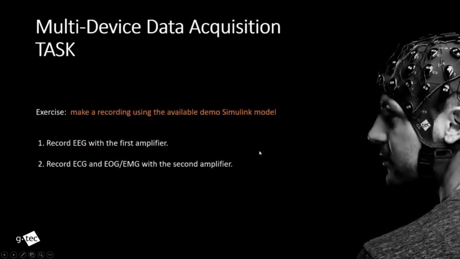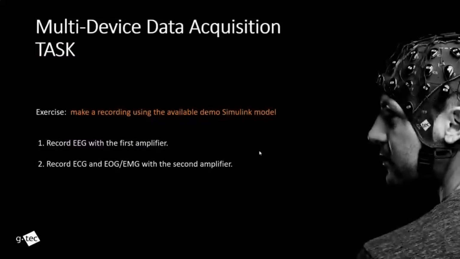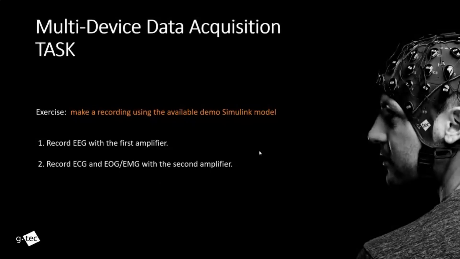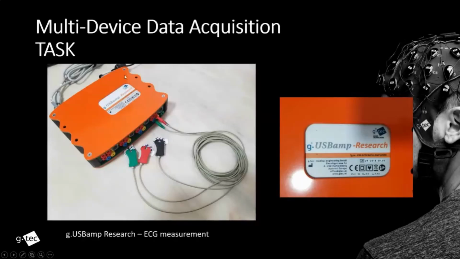So following the example, today I will make a recording using a USB amp, as this one. This photo was just taken from my home because I'm working at home now. So this is the USB amp research version. Notice the serial number is 2018, which will be displayed later on MATLAB.